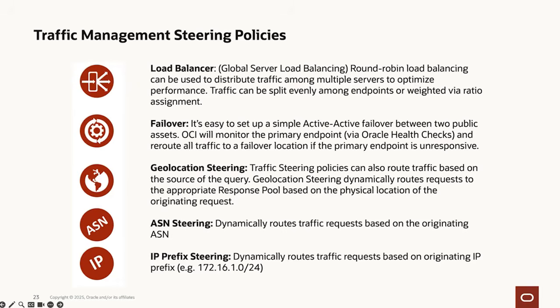So we have load balancer steering. You can set up round robin load balancing to distribute traffic among multiple servers. Round robin is essentially going from one server to another. So it'd be like server one gets traffic, server two, server three, server four, server five, and then back to server one, right? You can also set up weighted ratios via the ratio assignment. So if you wanted to test something out, bring a new server up or new host up, and you wanted to send 10% of traffic to that new server, 90% to the older server that you have that's already been tested, you can set up weighted ratios.